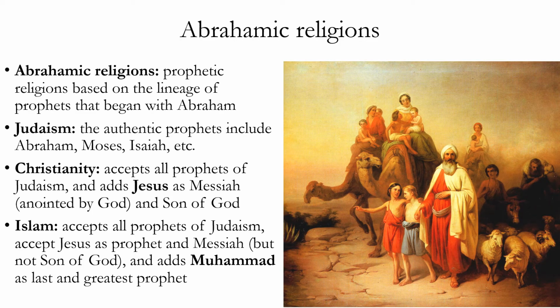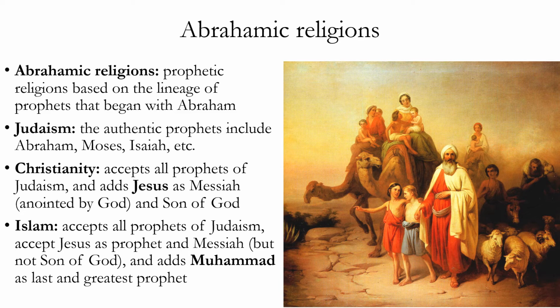So another group of prophetic religions is called the Abrahamic religions. These include Judaism, Christianity, and Islam, and they're all based on the lineage of prophets that began with Abraham. In Judaism, the oldest Abrahamic religion, the authentic prophets include Abraham, Moses, Isaiah, Ezekiel, and many others. Christianity and Islam accept all of the prophets of Judaism, but they add other teachings or prophets of their own.